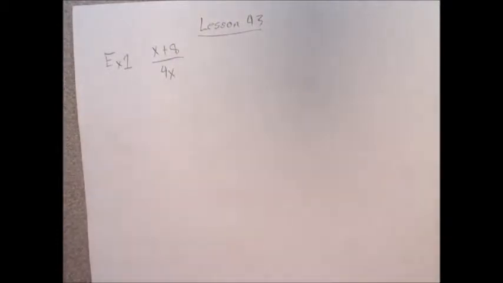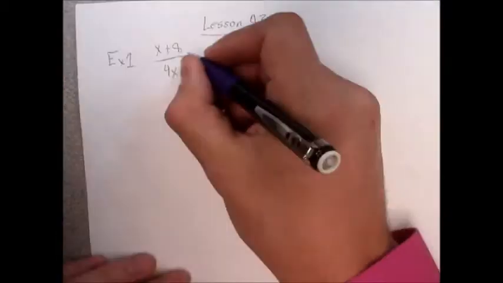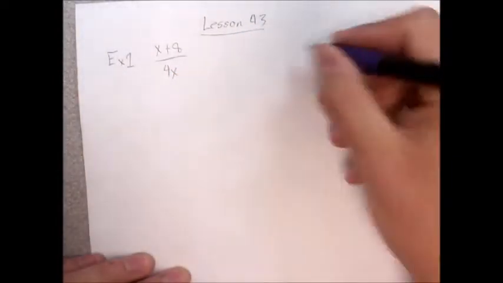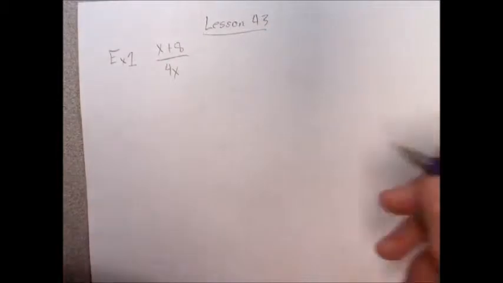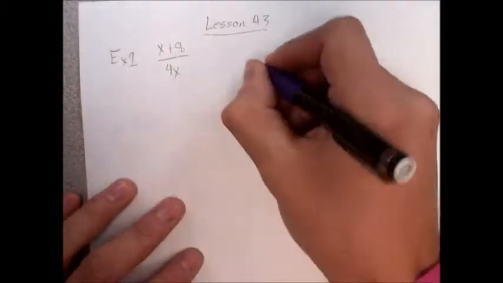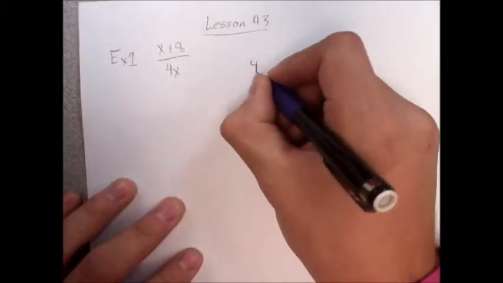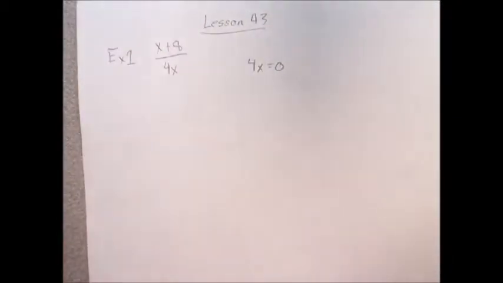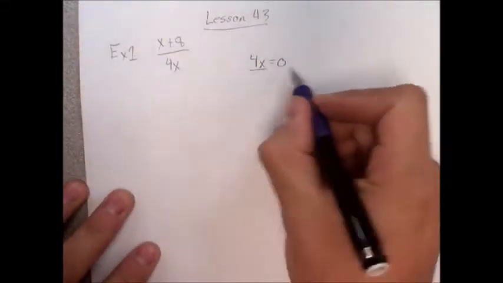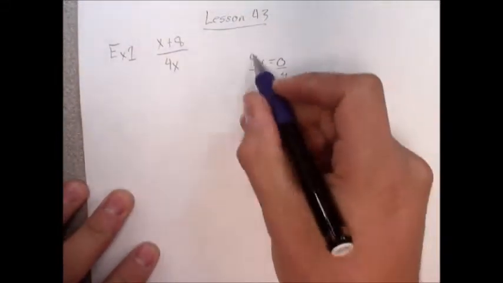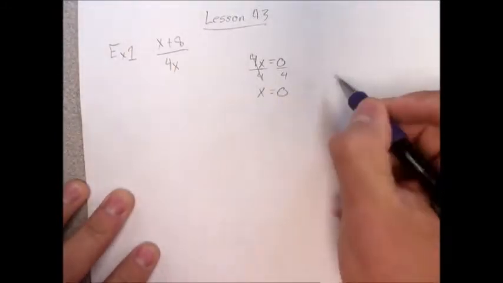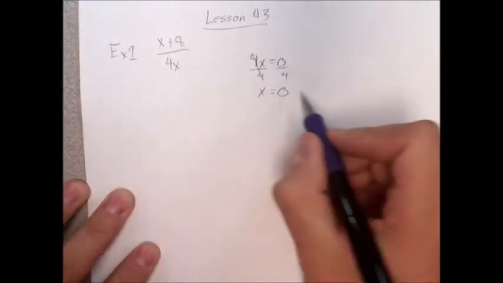Okay, yes, anything over 0. So if it is undefined, then the denominator will be equal to 0. So when I say what are the excluded values, we're going to take the denominator. So here it is 4x. We're going to set it equal to 0 and figure out what the excluded values are. Okay, so all I have to do is divide by 4 on both sides. What is 0 over 4? It's just 0. So what would make this undefined? When x is equal to 0.